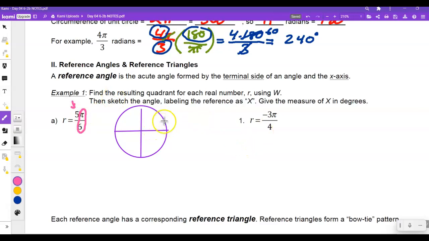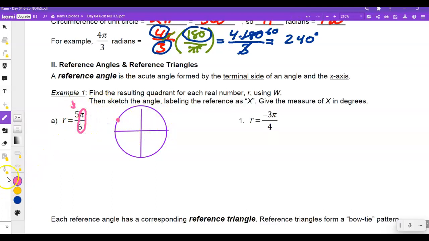So you can say 30 degrees is 1, 60 degrees is 2, 90 degrees is 3, 120 degrees is 4, and then 150 degrees is 5. So there are 5 30-degree angles starting at 0 to get over here. Whenever you see divided by 6, you're thinking of 30-degree increments, and the number in front is how many of those.